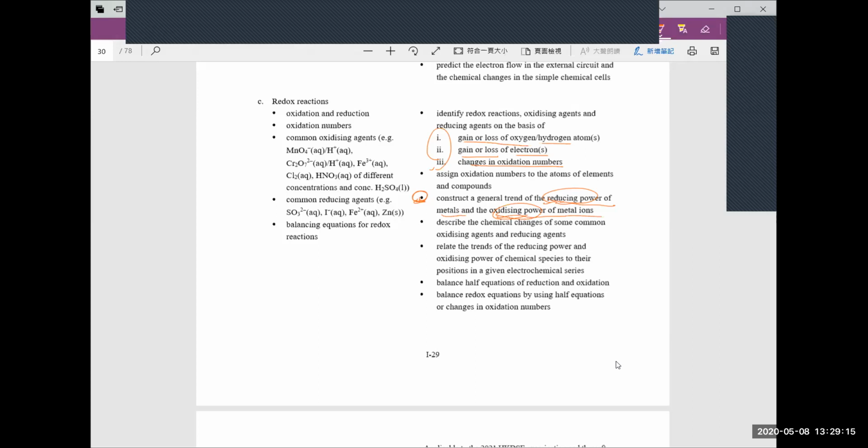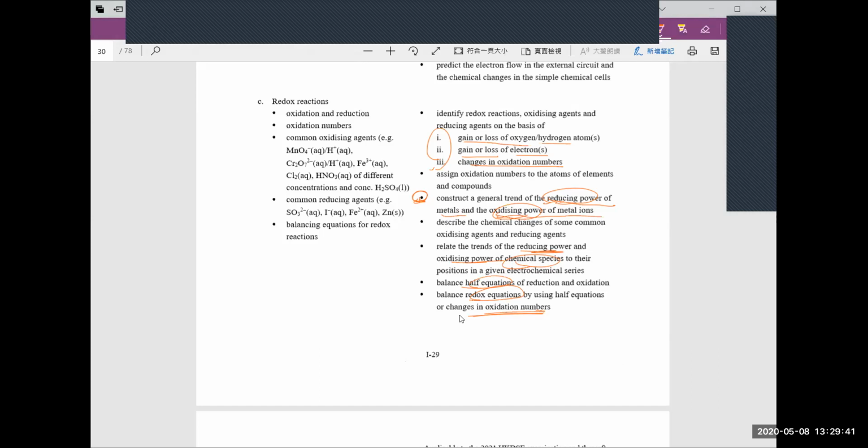Reducing power and oxidizing power, I find, is the most challenging part for all of you. What is meant by reducing power and oxidizing power of chemical species? And I'll write down half equations to balance the redox equation or the changes in oxidation number. That too, you need to know.